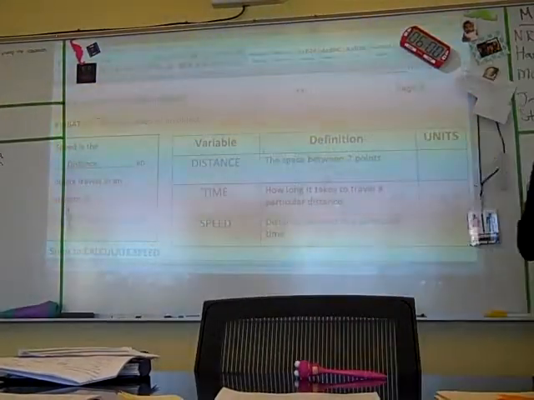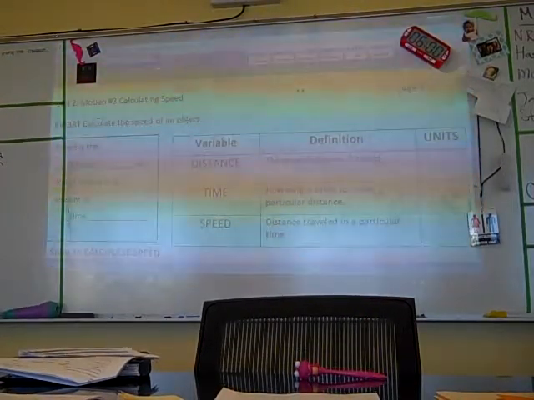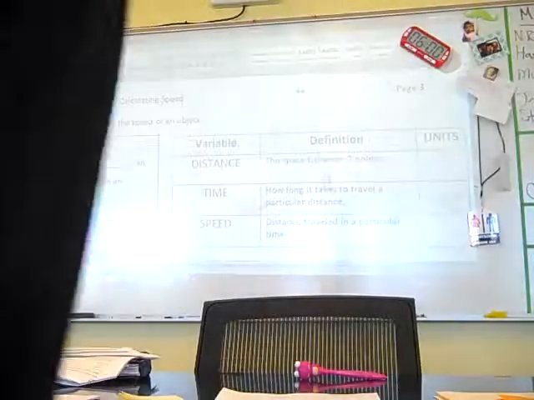We are talking about calculating speed today. Speed is like the amount of distance that is covered in a certain period of time. Okay, so let's check it out.